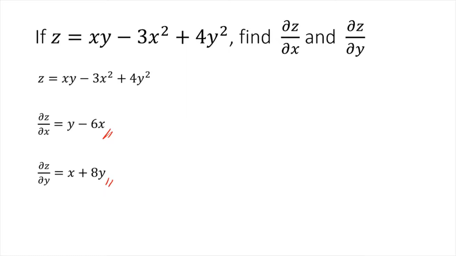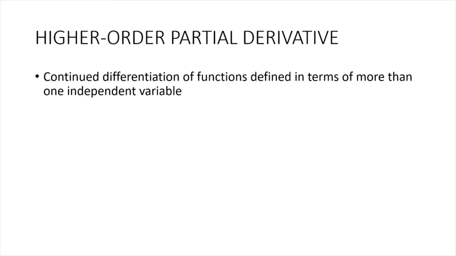Now, how about higher order partial derivatives? Meaning, second partial derivative, third partial derivative, fourth partial derivative, and so on and so forth. This is just continued differentiation, right? So again, let's say we have z as a function of x and y. As we mentioned earlier, we can have two partial derivatives.